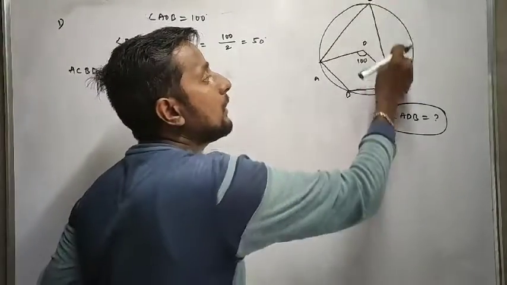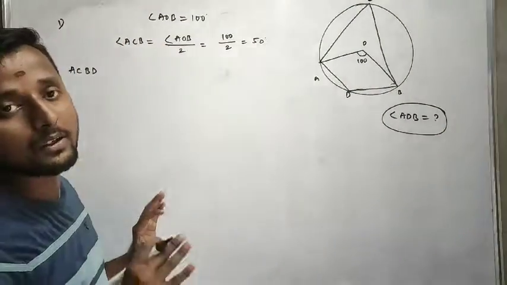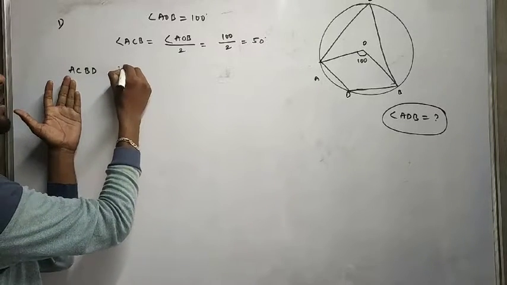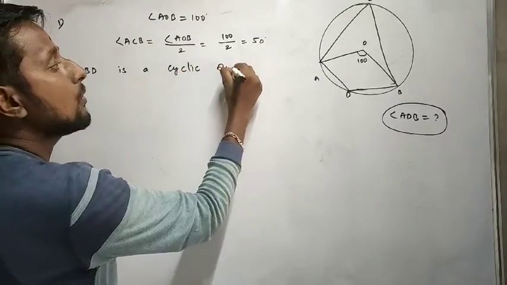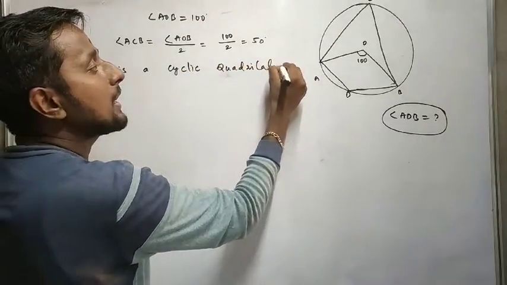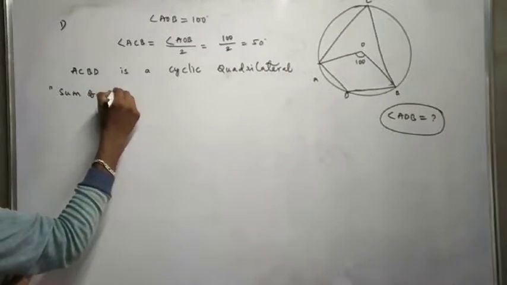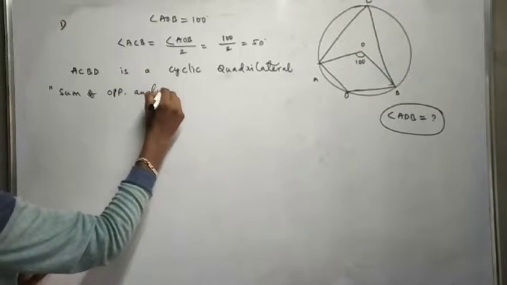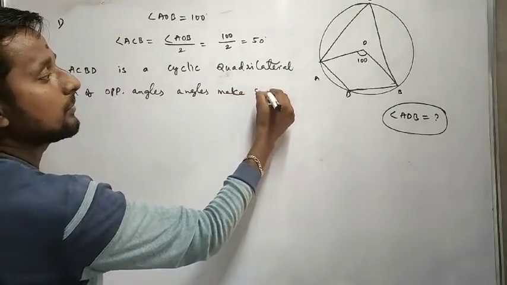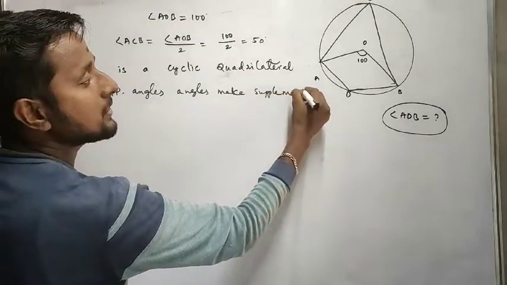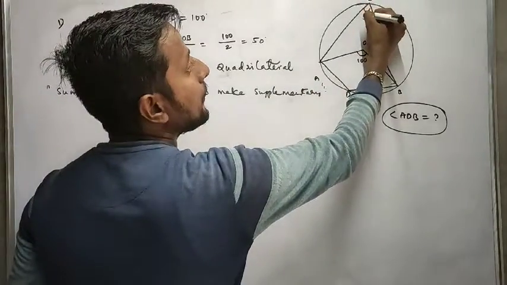So they made a closed figure with 4 sides, a quadrilateral, and all 4 vertices are on the circle. This kind of quadrilateral is called a cyclic quadrilateral. One property of a cyclic quadrilateral is that the sum of opposite angles is supplementary. Supplementary means 180, correct? So already here we got angle 50, am I right?